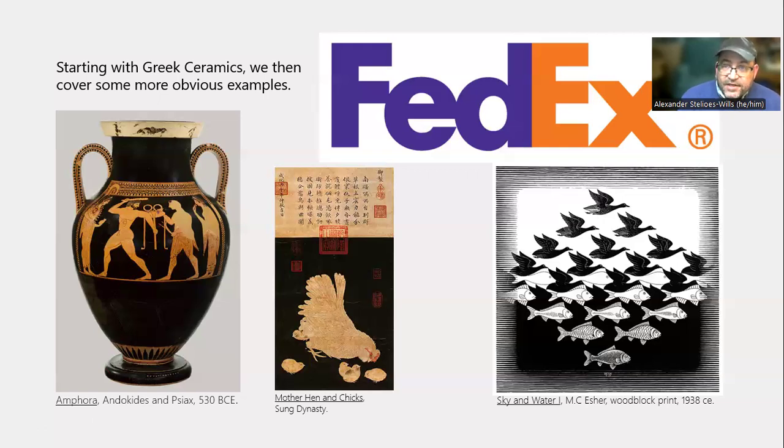But there are these very obvious examples, like the FedEx arrow. Does everyone know the FedEx arrow? The arrow that is created right here in the intersection between the E and the X. These obvious examples are not all there is, right? There's a lot more to figure ground. And we're going to get to that, especially at the end of this lecture when we're talking about painting and photography.